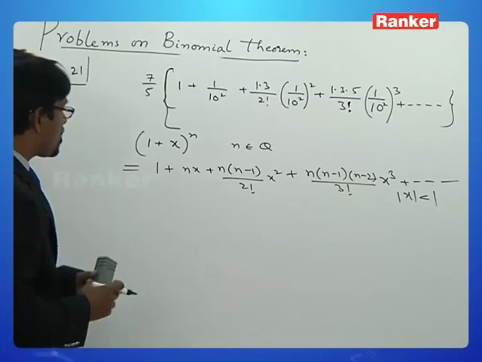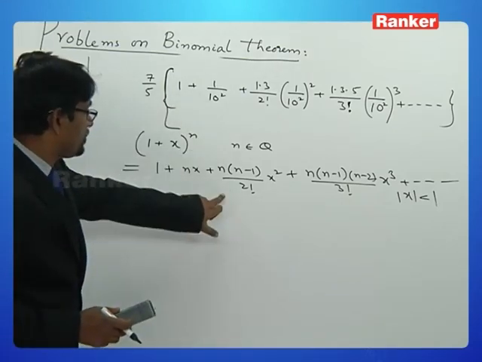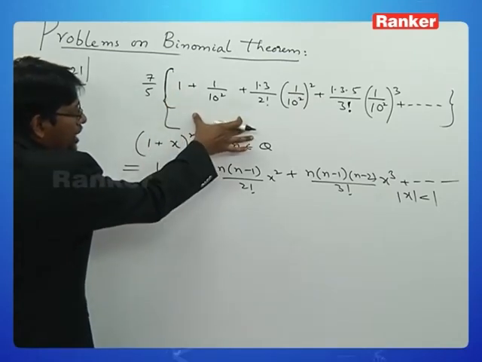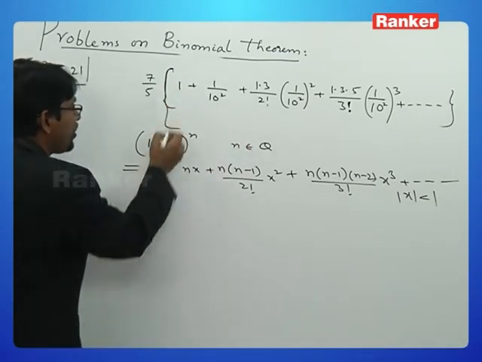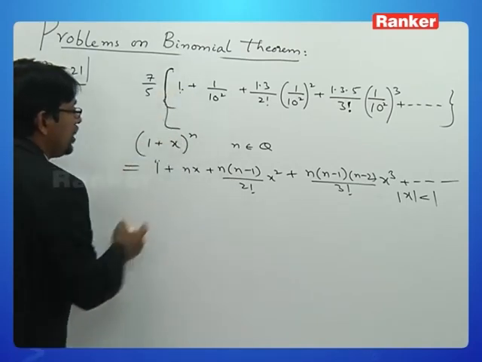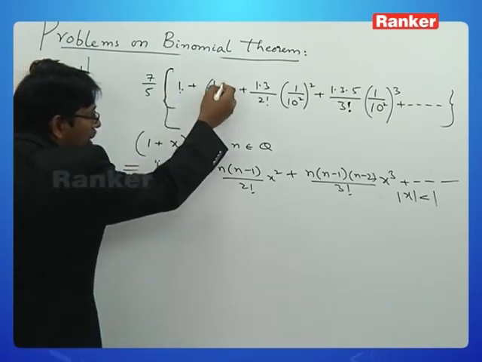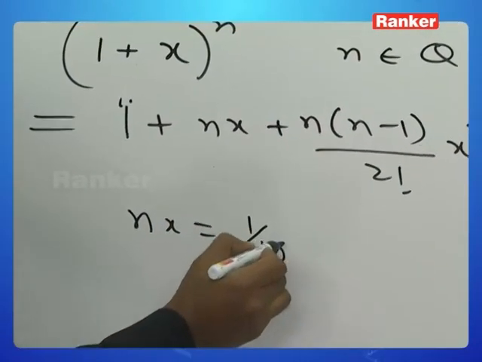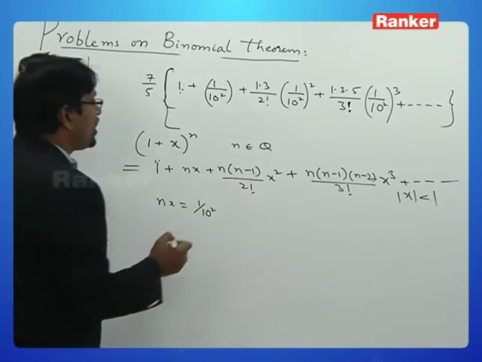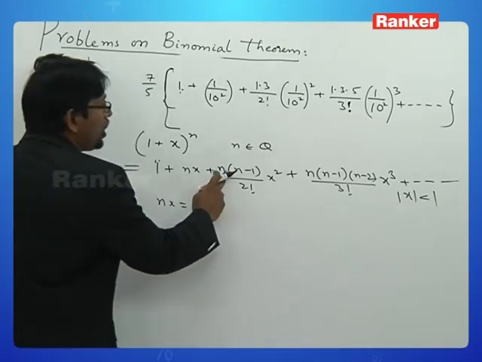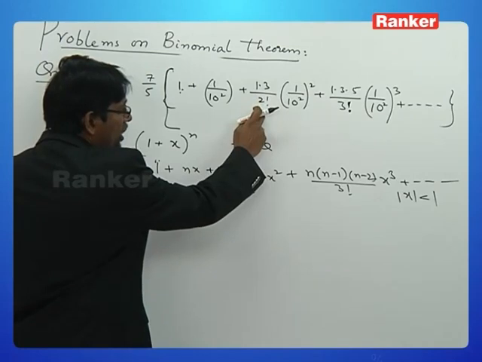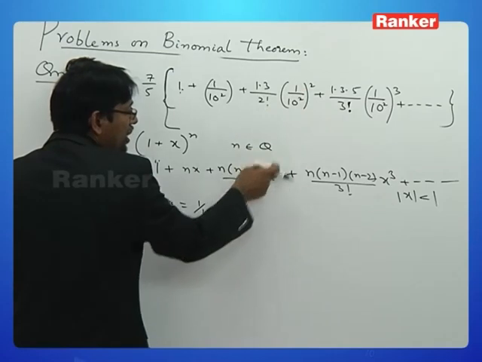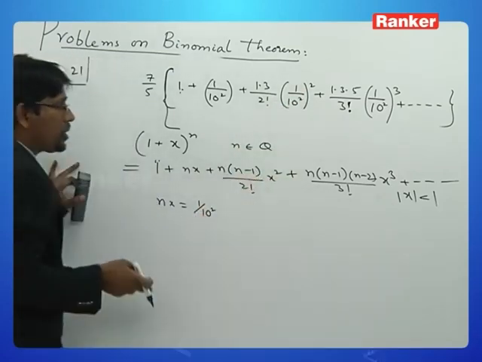Now let us try to match up this expansion with that. Okay, what do you have here? The expansion which is inside the bracket appears to be matching with this, and this nx should have been 1 by 10 square. So nx we will take as 1 by 10 square. What about the next term here? What do you have here? We have the 2 factorial and this (1 by 10 square) whole square, that appears to be coinciding with (1 by 10 square) whole square there.